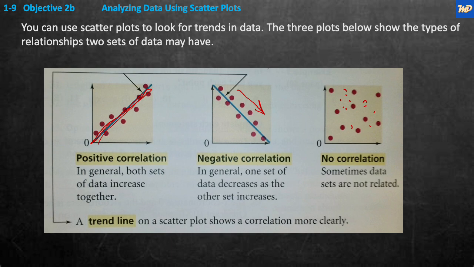So a trend line. These are trend lines. A trend line on a scatter plot shows the correlation more clearly. So if you see that line, you can kind of get an idea. And you can say anything that falls near that line, you can almost pick spots that you didn't know, right? You can say, well, it's kind of right there on that line would be the spot we would pick. Maybe we'll see that in another slide here.